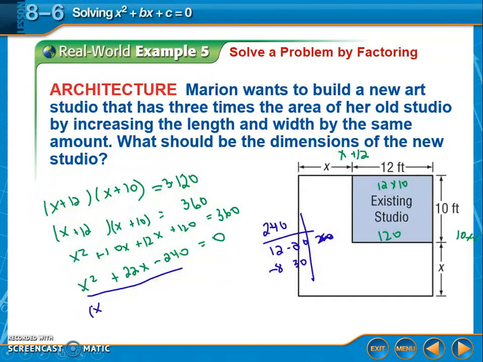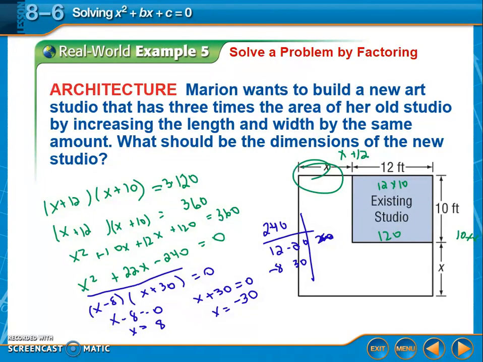So this is going to be x minus 8 times x plus 30 equals 0. Remember, when you have a product of two things equal to 0, you set each one equal to 0 and solve. So from this one, you're going to get x equals 8, and from this one, you get x equals negative 30. But we're talking about a length, so it does not make sense for x to be negative 30. So my answer is going to be 8.